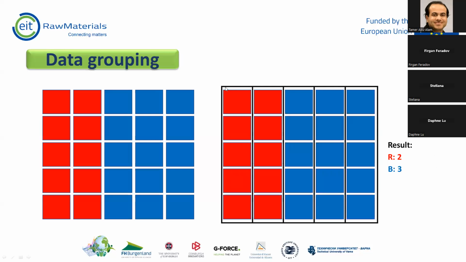First case, I grouped them vertically. 1, 2, 3, 4, 5 reds. So this entire group is a red, 100%, class.